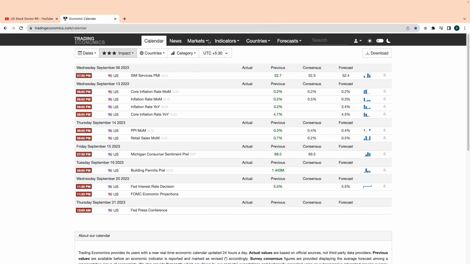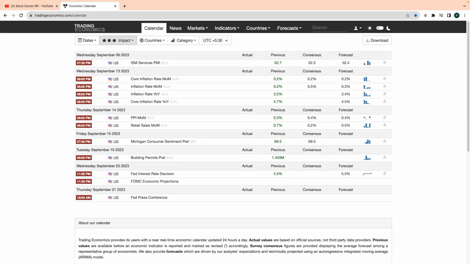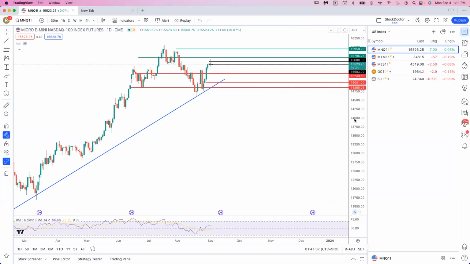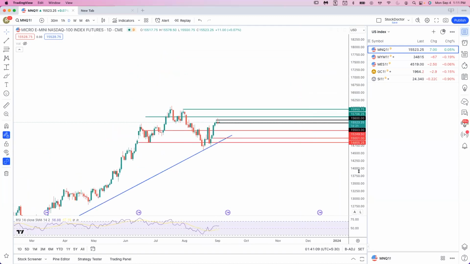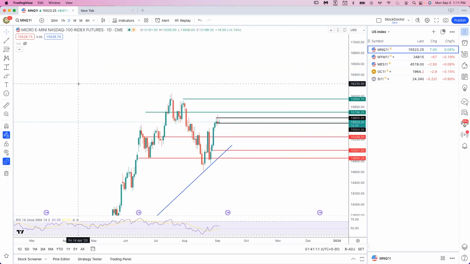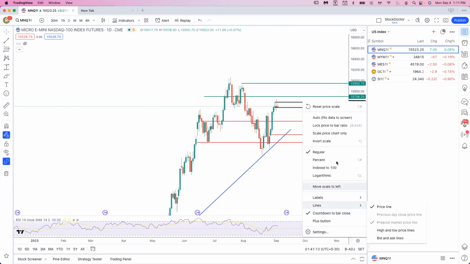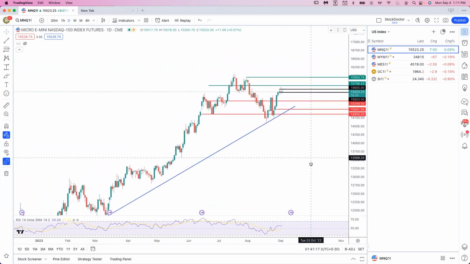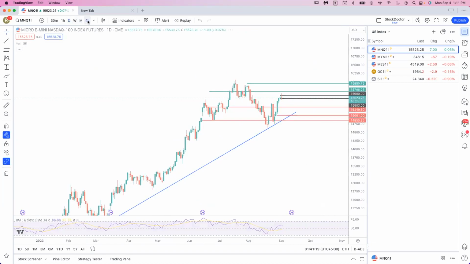Let's move on to the TradingView app and see the technical levels of all those indexes. So review Nasdaq 100 first. Let me adjust the chart setting. You can see here, and let me change the time frame also.